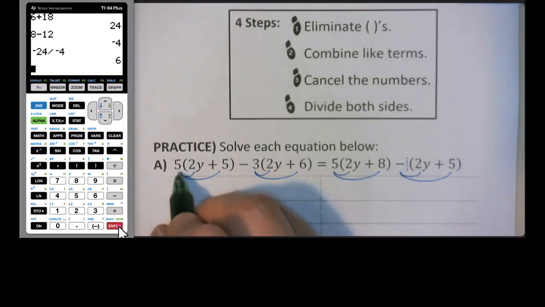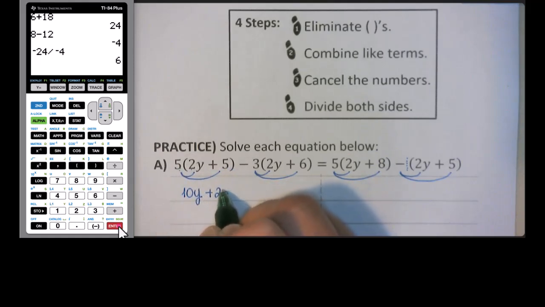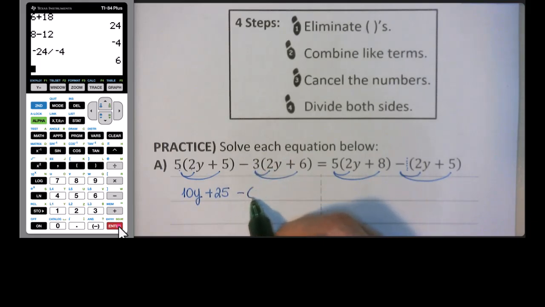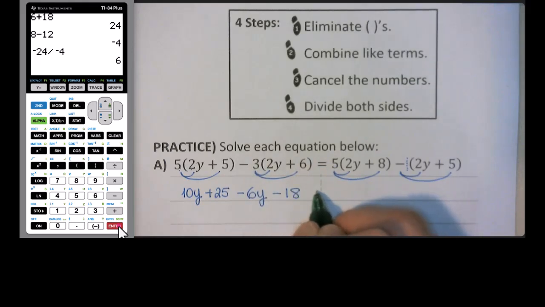Okay, so 5 times 2 is 10y. 5 times 5 is 25. Negative 3 times 2 is negative 6y. Negative 3 times 6 is negative 18.